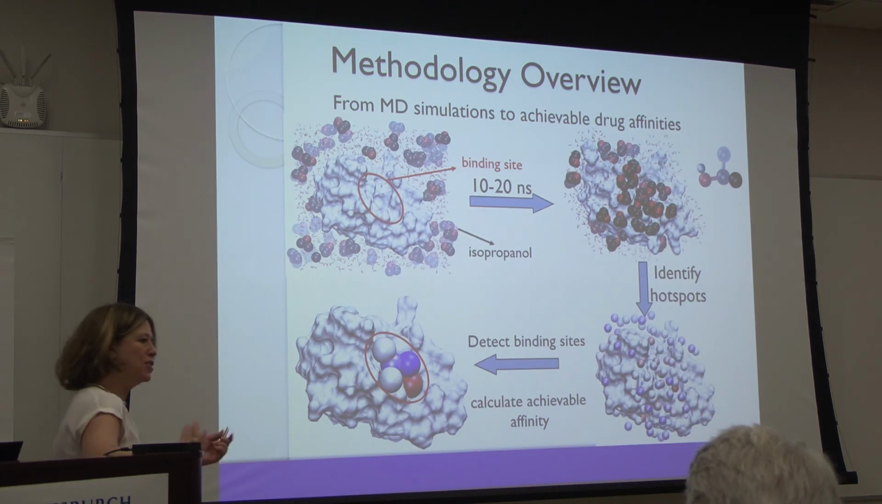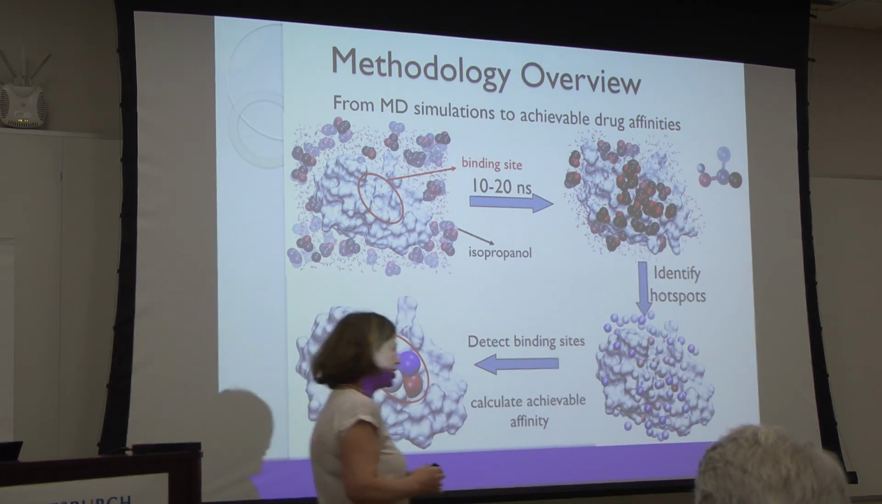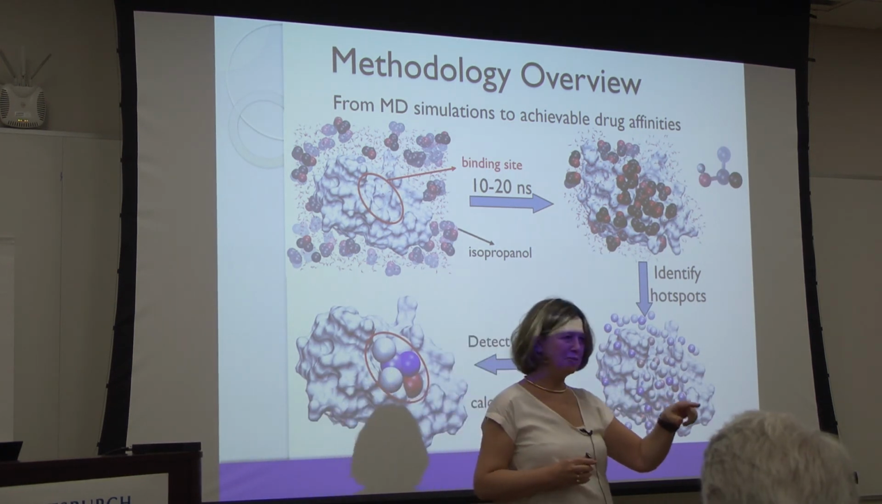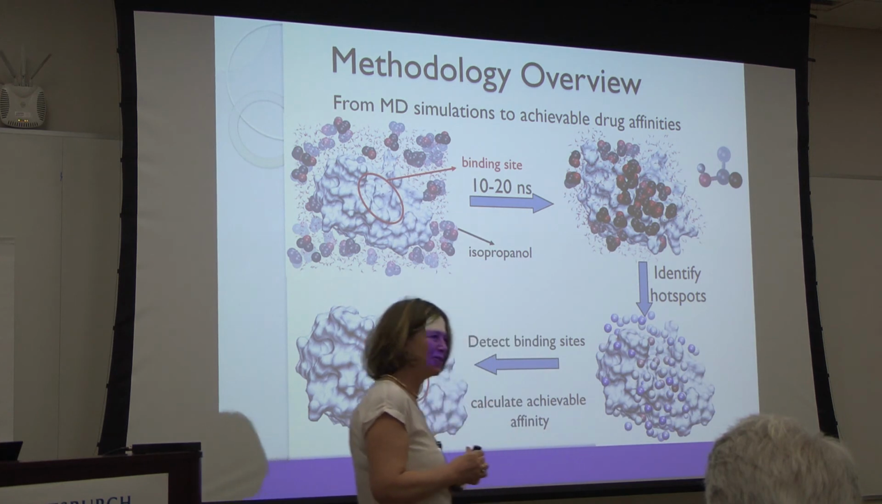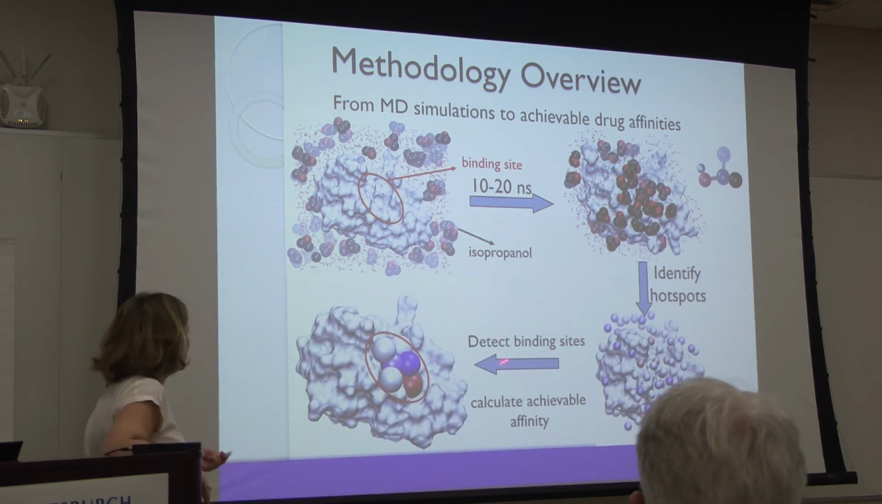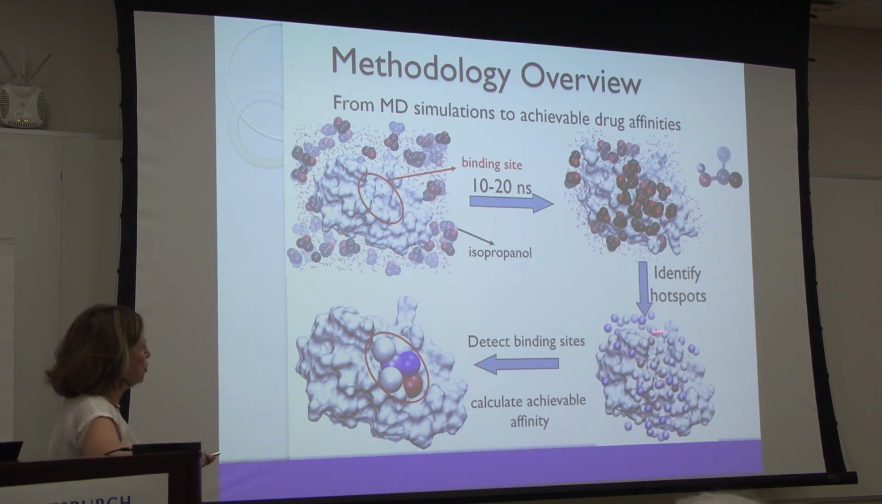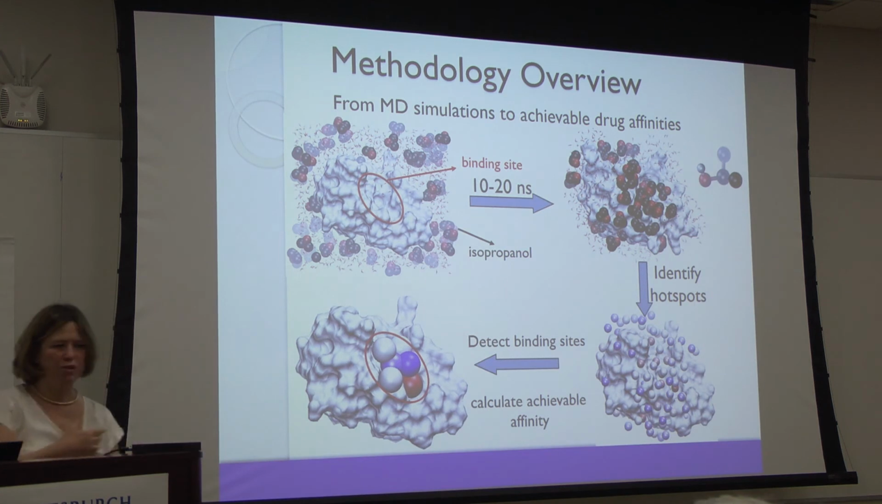So once you generate your MD trajectories, ProD is going to calculate the affinity for you, the druggability. So we aggregate the probes, and then we identify the most probable binding sites, the affinities.